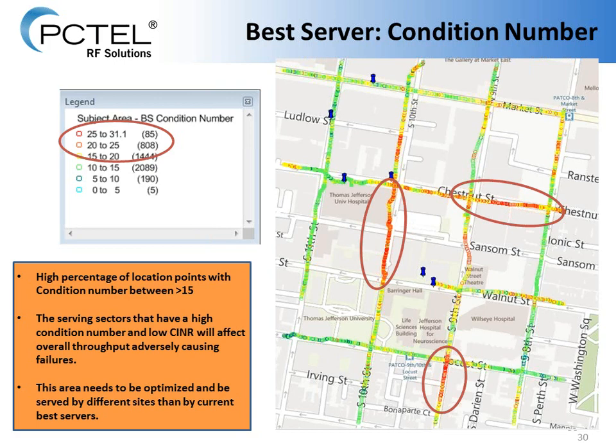And in the same area, the serving sectors where you have a high condition number, the CINR is also low, which overall affects the throughput adversely, causing failures. So what this tells us is that you really want to be able to go back in here and optimize this little portion of the network to be able to maximize your throughput, get your CINR values up, and hopefully reduce your condition number.